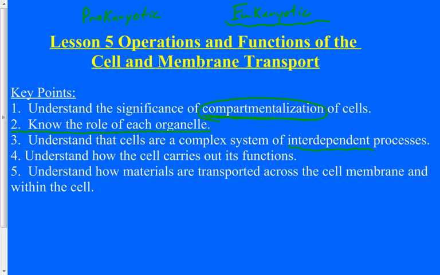Understand how the cell carries out its functions. Again, which point of the cell theory is that? Second point: all things are made up of cells. Cells carry out basic functions. We're going to talk about how the cell carries out those functions because they are the basic functions of the organism. And fifthly, understand how materials are transported across the cell membrane and within the cell. We're really going to go over the three major types of transport and then look at a few of the subcategories. Questions there?